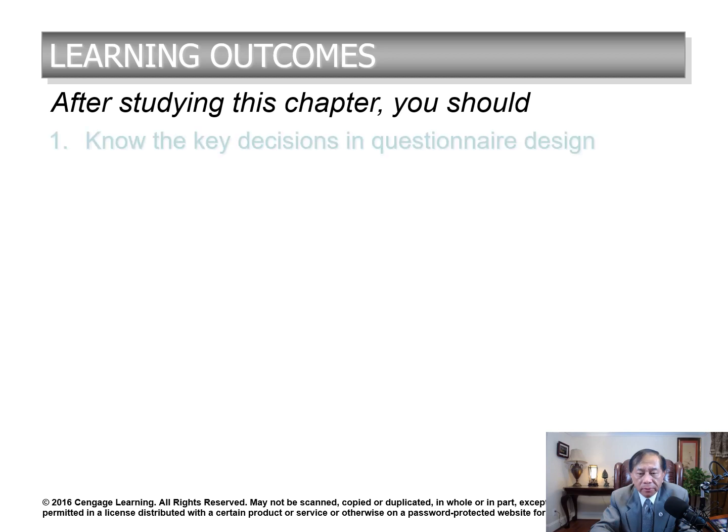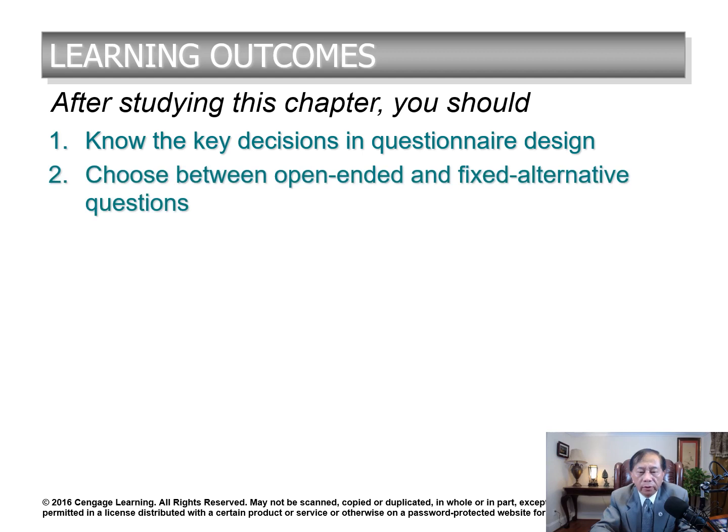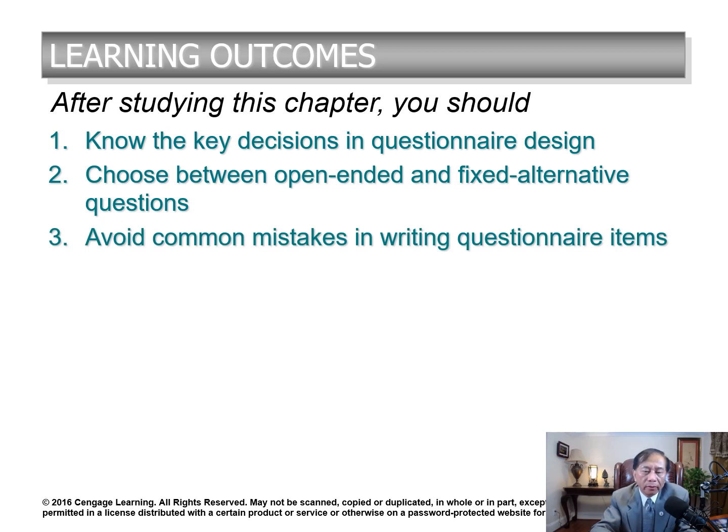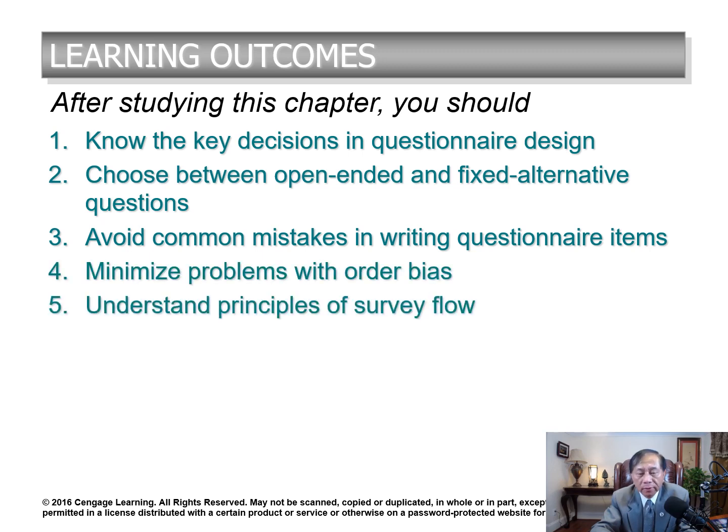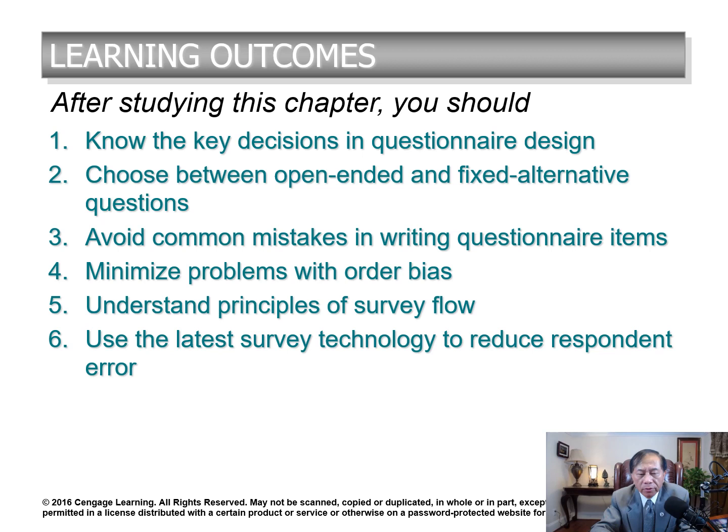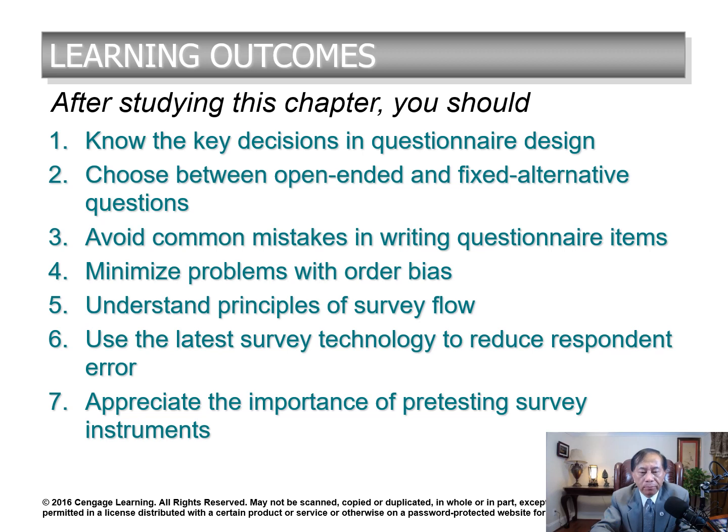After studying this chapter, you should be able to know the key decisions in questionnaire design. You can choose between open-ended and fixed alternative questions. You can avoid common mistakes in writing questionnaire items. You can minimize problems with order bias. You can understand the principle of survey flow. Use the latest survey technology to reduce respondent error, and appreciate the importance of pre-testing survey instruments. I need you guys to pre-test your own questionnaire.